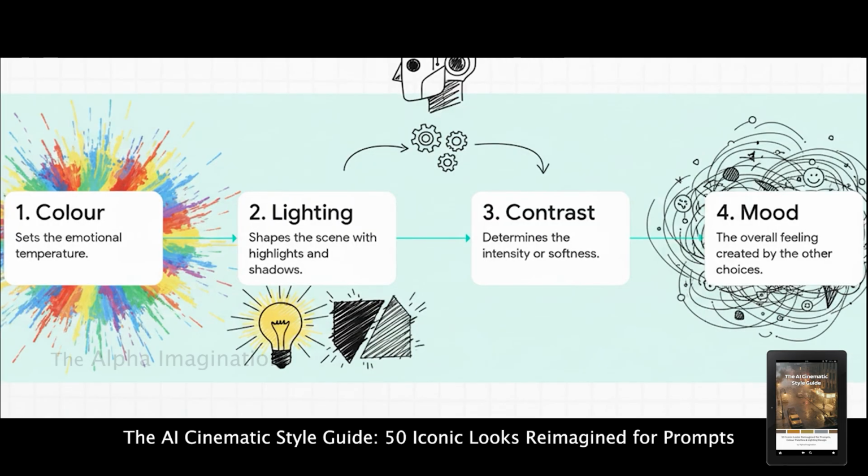Well, the guide boils it all down to these 4 core components. You've got color, which totally sets the emotional tone. Then there's lighting, which carves out the scene with light and shadow. Third is contrast, which controls the visual intensity. And finally, you have mood. That's the overall feeling you get when you mix the first 3 together. If you can learn to control these 4 things, you can control the AI.